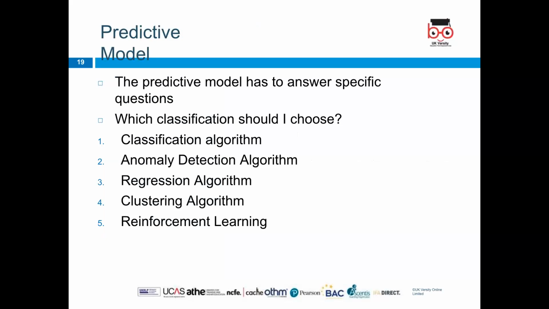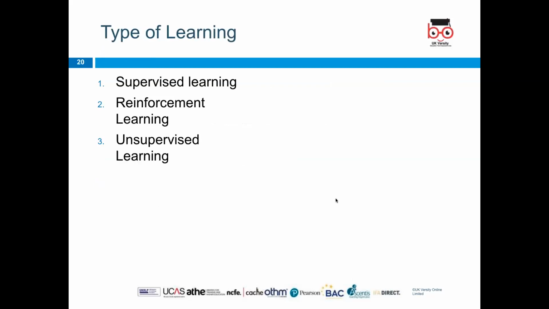So another topic we need to look at today is the predictive model. The predictive model asks to answer a specific question, which classification should I choose? So we have different types of algorithm that we could choose from. Classification algorithm, anomaly detection algorithm, regression algorithm, clustering algorithm, reinforcement learning. Types of learning, we have supervised learning, reinforcement learning, unsupervised learning.